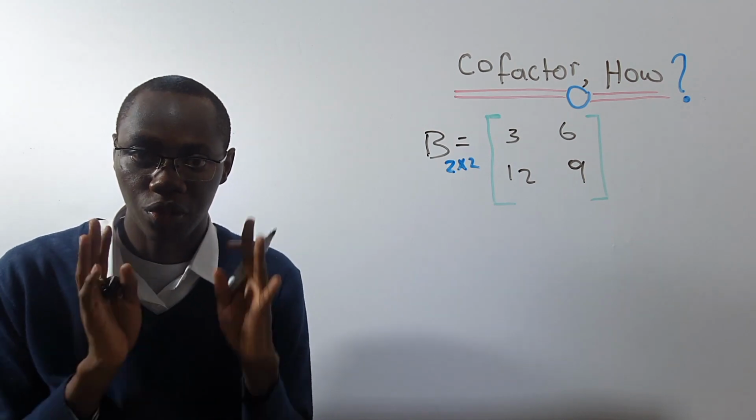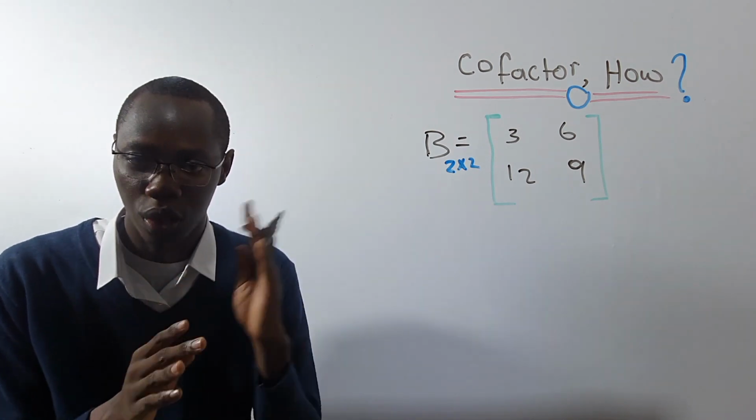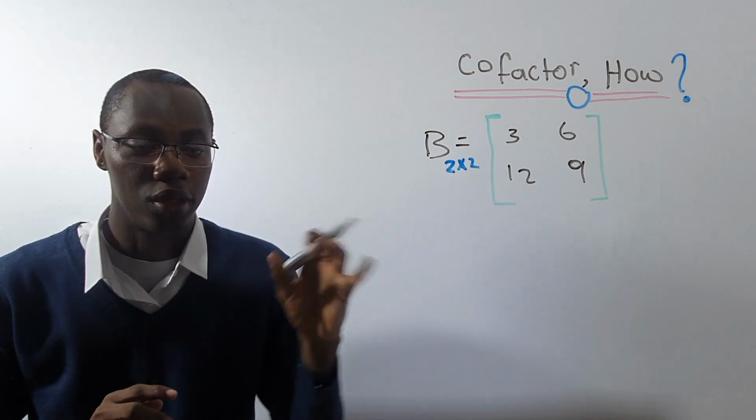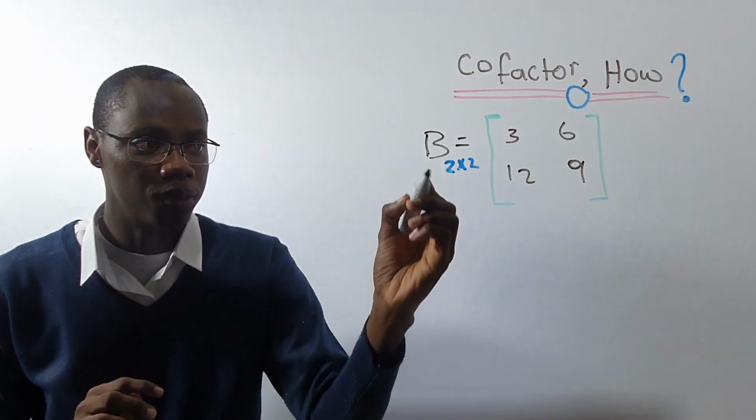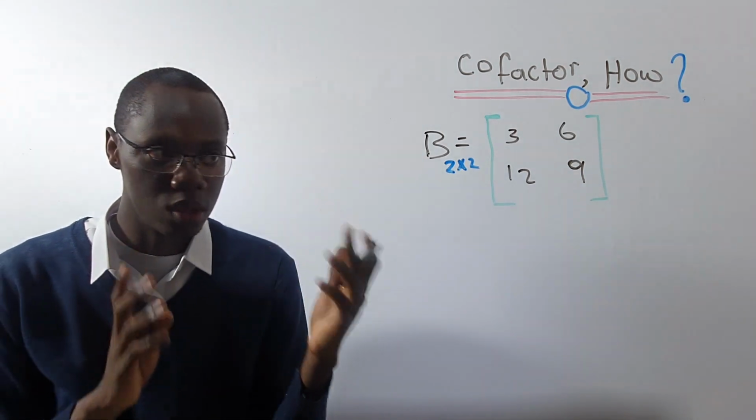Just like the 3 by 3, the 3 by 3 is always going to be like that. So make sure you watch that video again and again to know how to find the cofactor for a 3 by 3. It's always going to be like that. It doesn't change. Now the 2 by 2 is still the same thing.